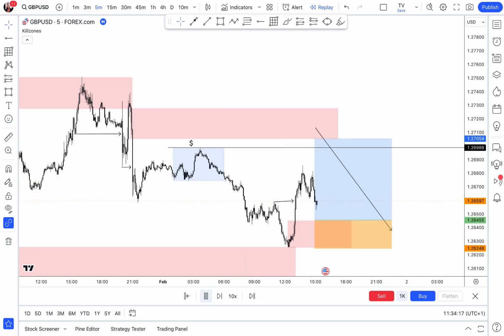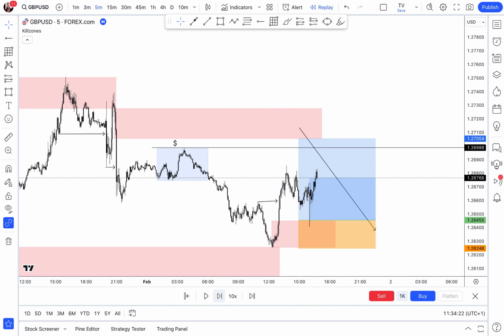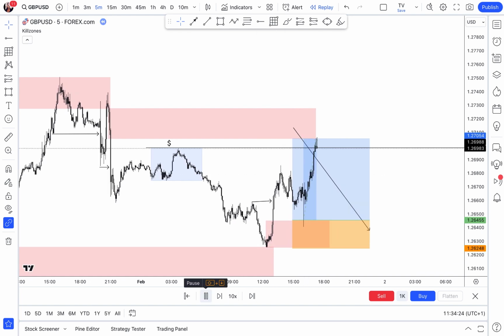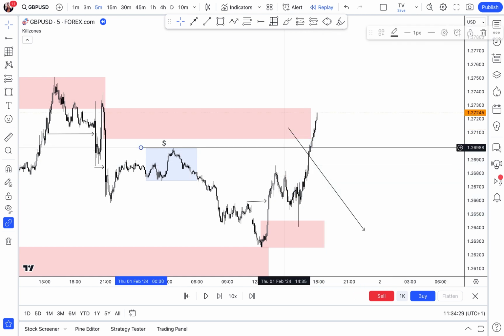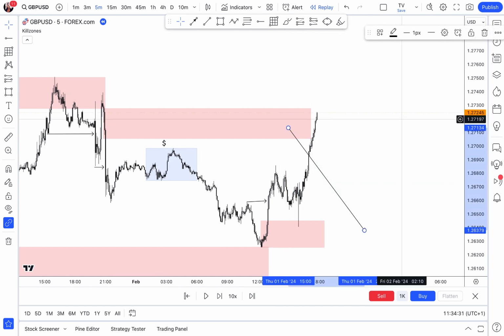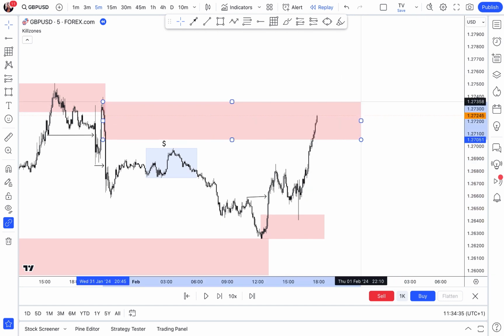liquidity grab right here. Let's see, are we going to be tapped in? Yeah, we've been tapped in at this zone and market is now pushing up. So our take profit was hit. That is another successful trade using the supply and demand strategy. I think this strategy has to be the best strategy in the world.